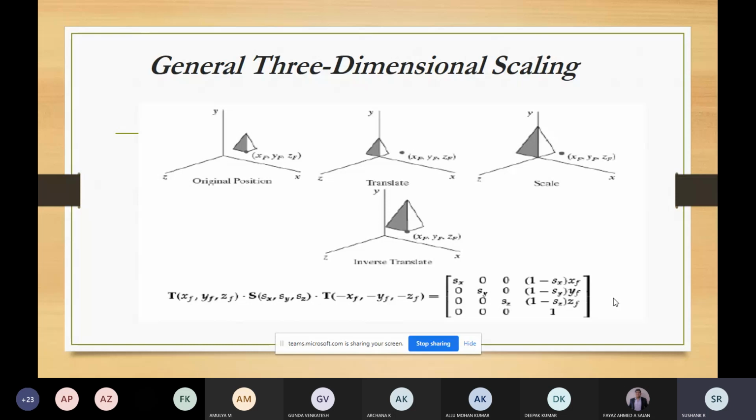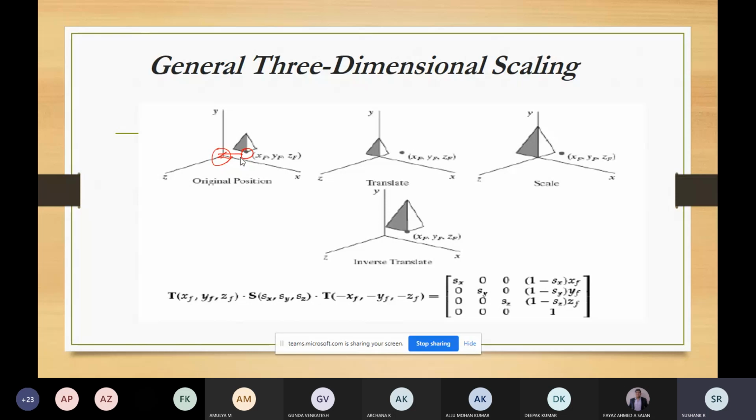For example, here we have to scale this object with respect to some position called xf, yf, zf. We have to scale this object with respect to a fixed point given by the coordinate system xf, yf, and zf. So how to do this? In order to perform the scaling for this kind of object, the first step will be to move this object to the origin. First move the object to the origin. So that is the translation. First perform the translation so that the fixed point will be moved to the origin.